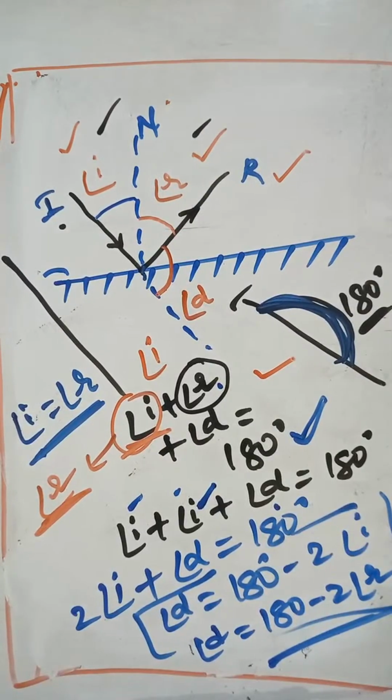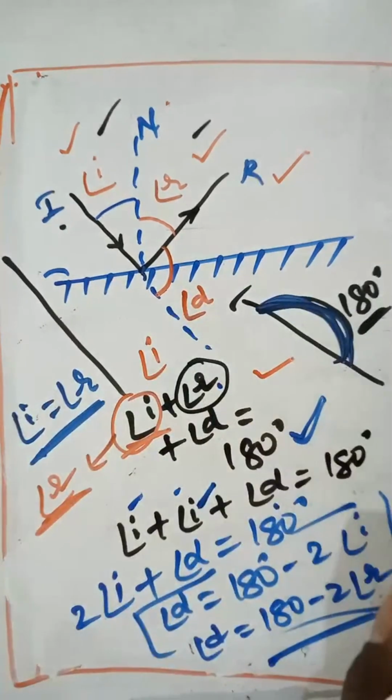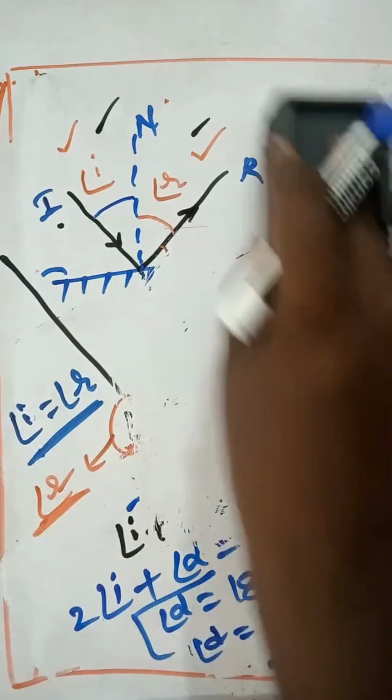Clear? Do you have any doubts? If you have any doubts, you can ask. Otherwise we will go to the next topic. Angle of deviation is completed. Next we are going with the types of reflection.